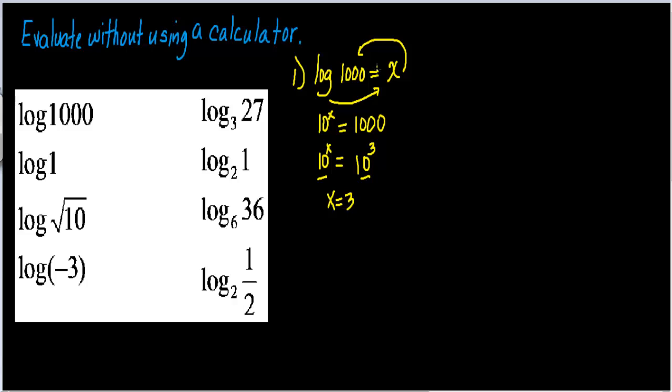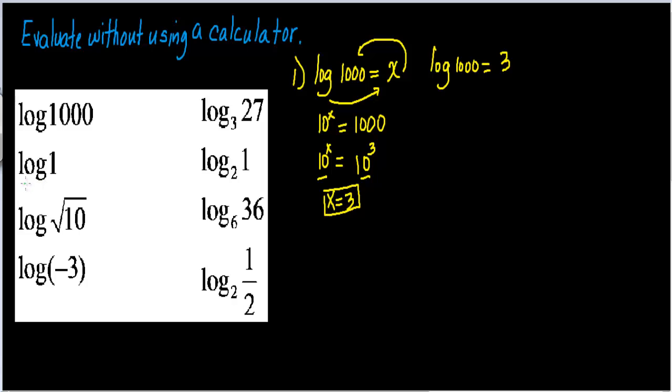I go back to the original problem and say, log of 1,000 is equal to 3. And this answer means that 3 is my exponent. So when I'm calculating a log, what I'm really looking for is the exponent I raise my base to get my argument. Okay, let's do number 2.